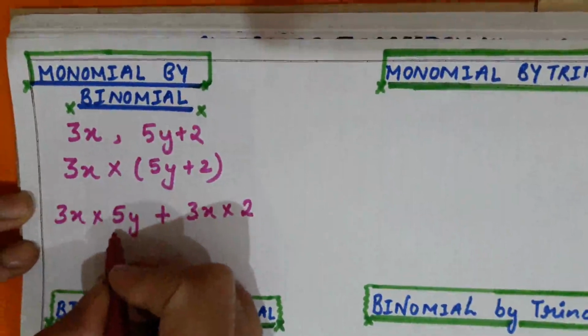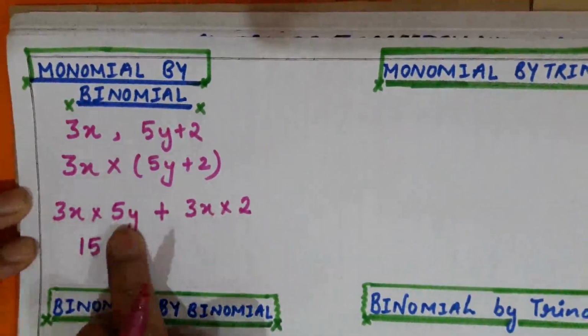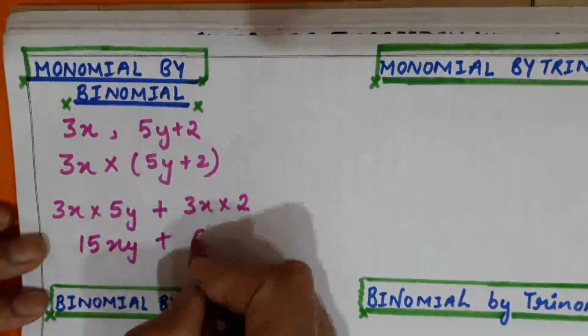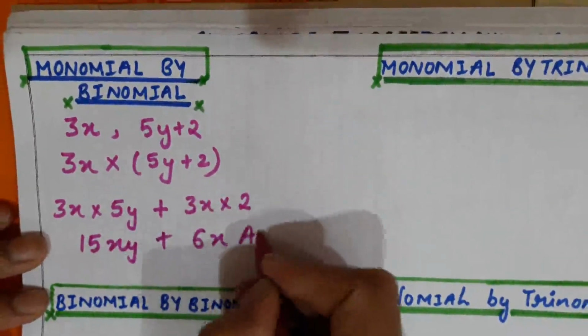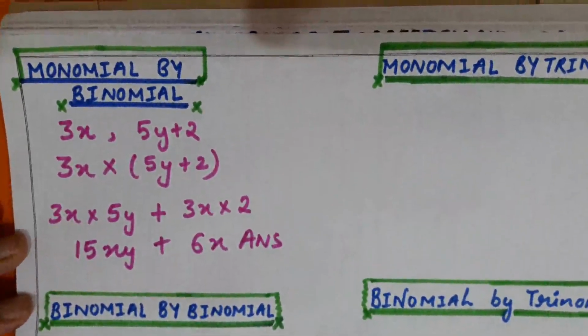3 into 5 is 15. You will get xy because x and y are two different variables, so we write both, plus 6x. This will be your answer when we deal with monomial by binomial.